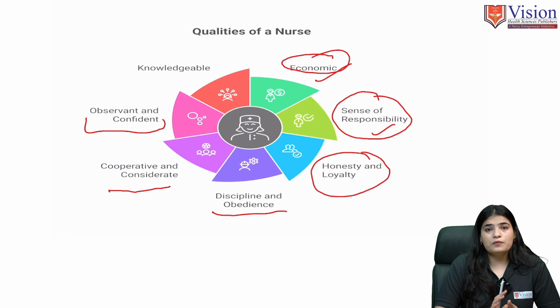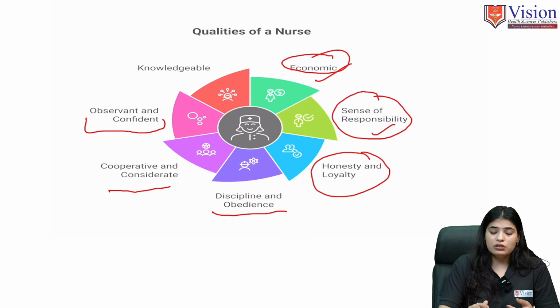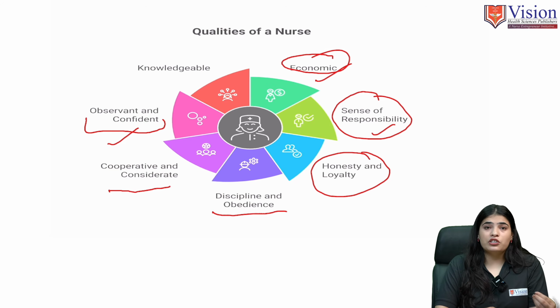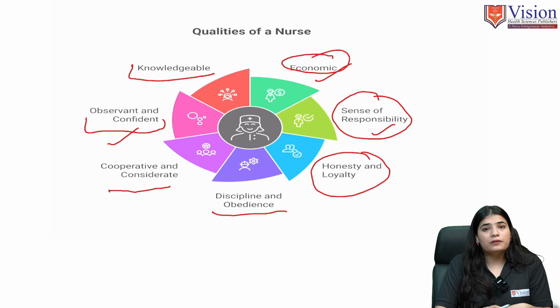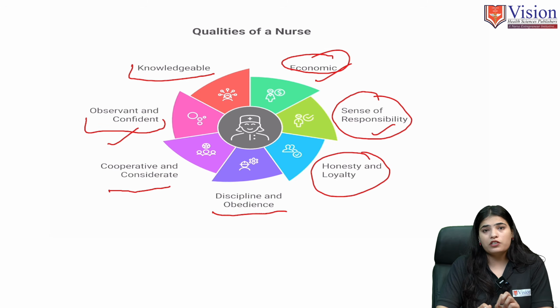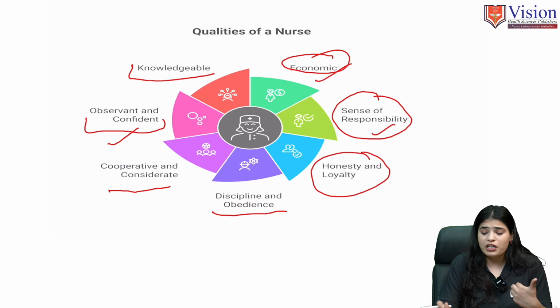Nurses should be observant. There are so many things that we have to observe. We have to observe the condition of the patient. We have to observe the environment of the patient. This is an important quality of a nurse, that she should be very observant so that she can find out a minor change in the patient's health status. And the last one is knowledgeable. A nurse should have knowledge. She should have the theoretical knowledge as well as the skills that she needs for this profession.